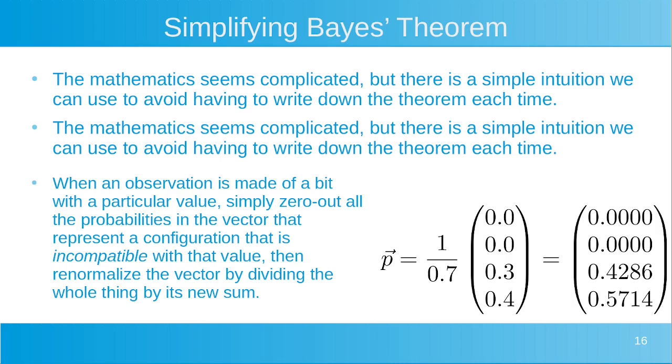And this updates our probabilities, so now we're saying that there's a roughly 43% chance the system is in the configuration 1, 0, and a roughly 57% chance the system's in the configuration 1, 1. So that's really all Bayes' theorem is. You just zero out the things that aren't compatible with what you observed, and then you renormalize the p-bit vector by dividing it by its own sum.